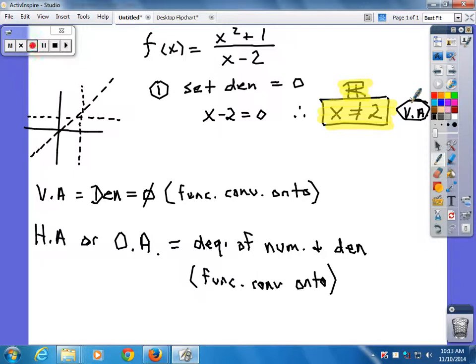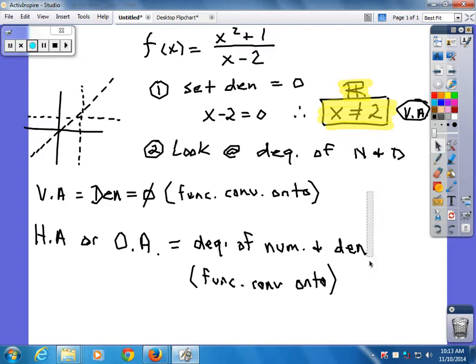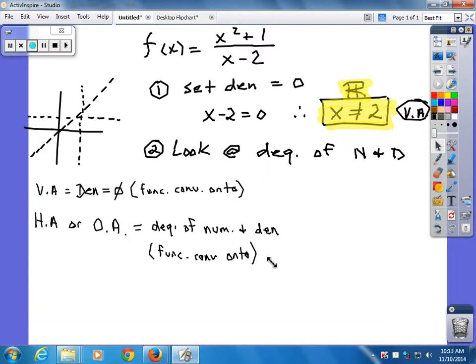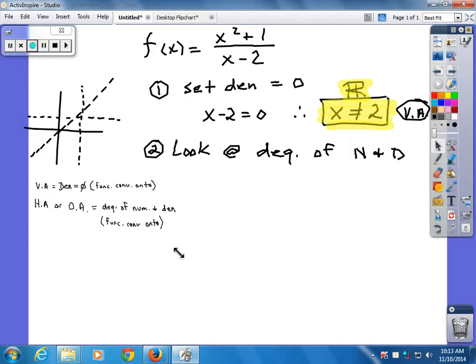All right. The second thing we do is we look at the degrees of numerator and denominator. In this case, the numerator degree is higher than the denominator degree. And what does that mean? We've got to use long division.